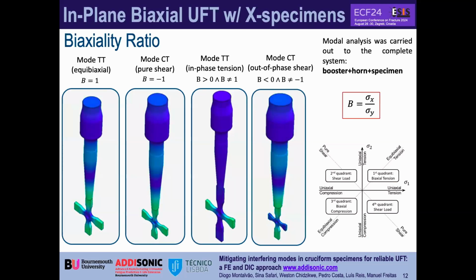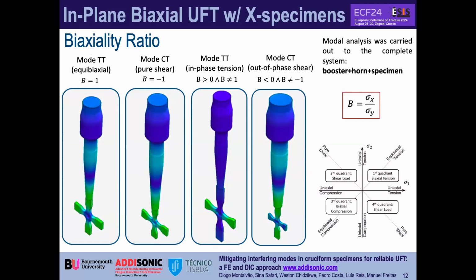In this slide, I just want to show the different biaxiality ratios that we can produce, taking into account the different Bs. We have performed the complete modal analysis of the set, the booster, the horn, and the specimen. For the first case, B equals 1. It means all the 4 arms are stretching at the same time. And here we have the pure shear.